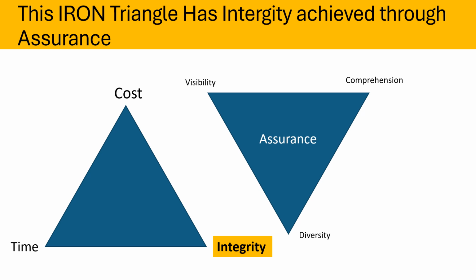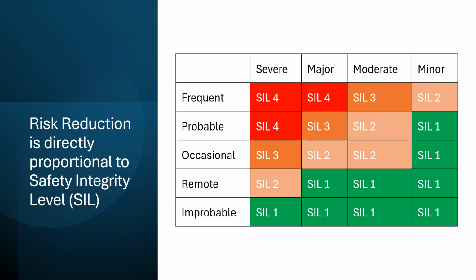So, with strong assurance achieved through visibility, comprehension, and diversity, this iron triangle supports a dependable outcome, giving us confidence in the claimed integrity. And this now allows us to move gracefully through to security integrity levels. Because the argument is that the higher safety integrity levels correspond to greater risk reduction. And remembering that software failures are systematic explains why safety integrity levels depend upon process assurance rather than upon any abstract failure rates.